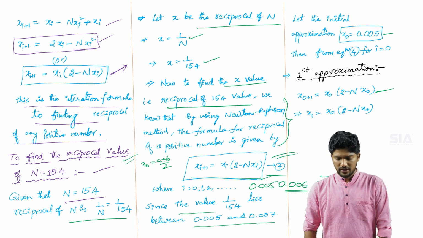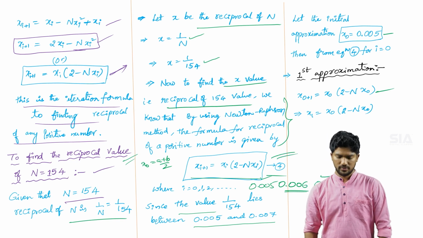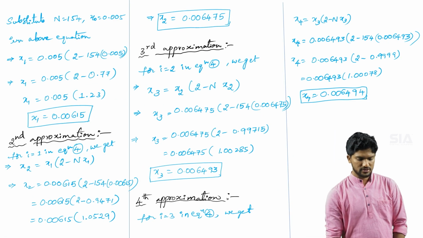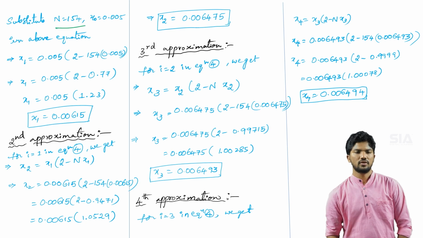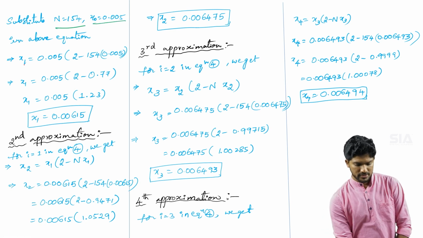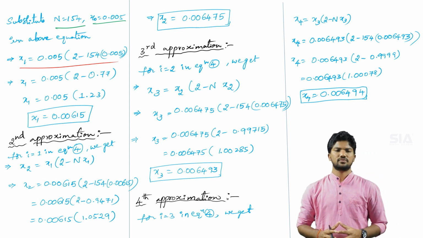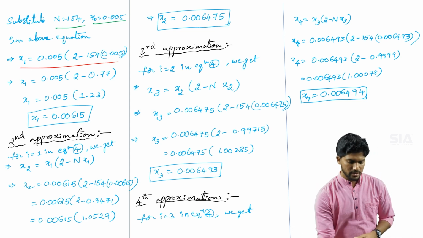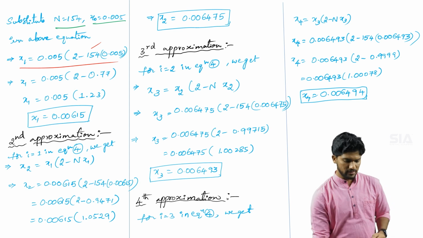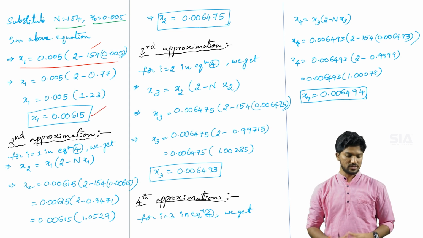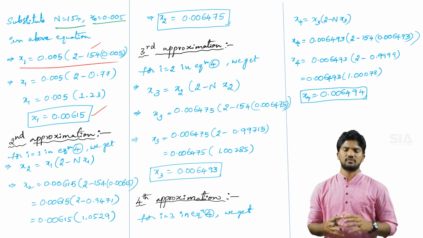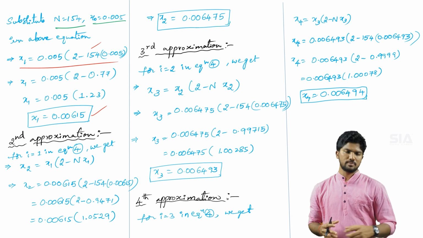x naught plus 1 is equal to x naught into 2n minus x naught. Therefore, substitute the x naught wherever you have it. So what is the x naught value? 0.005. Substitute n is equal to 154 and x naught is equal to 0.005, then you will get that. So x1 is equal to 0.005 into 2 into n value 154 minus 154 into 0.005, which is the x naught value. If you simplify that value, you will get x1. x1 is equal to 0.00615. That is the first initial approximation of 1 by 154.